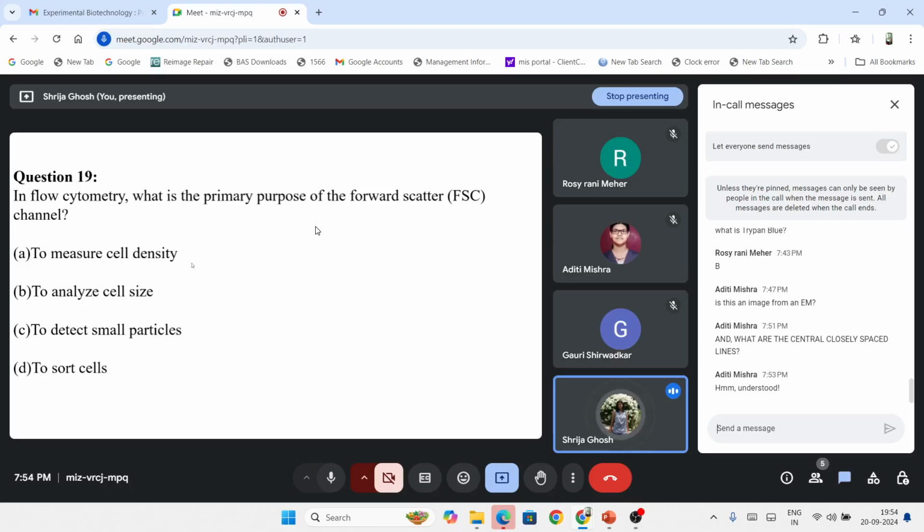So now we have moved to the next technique, that is flow cytometry. Anybody knows the answer?